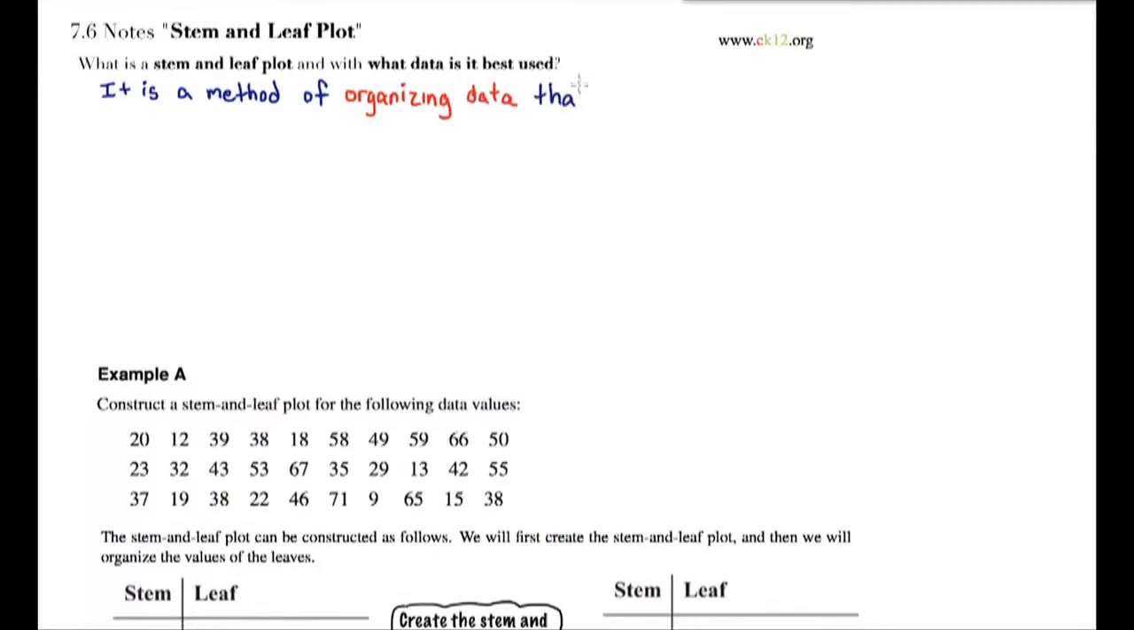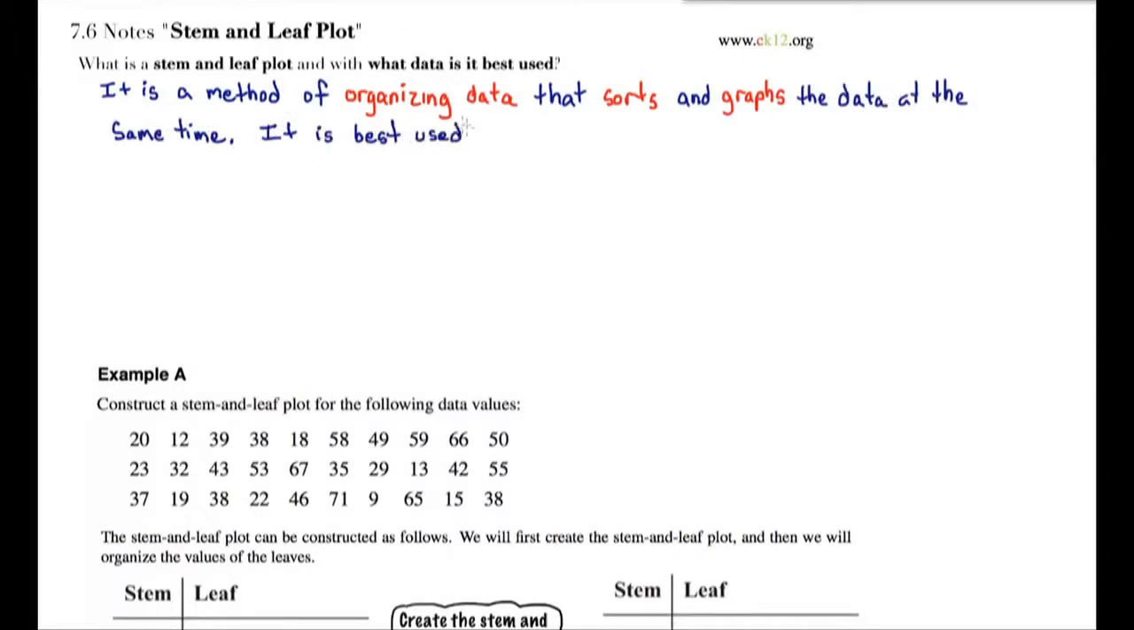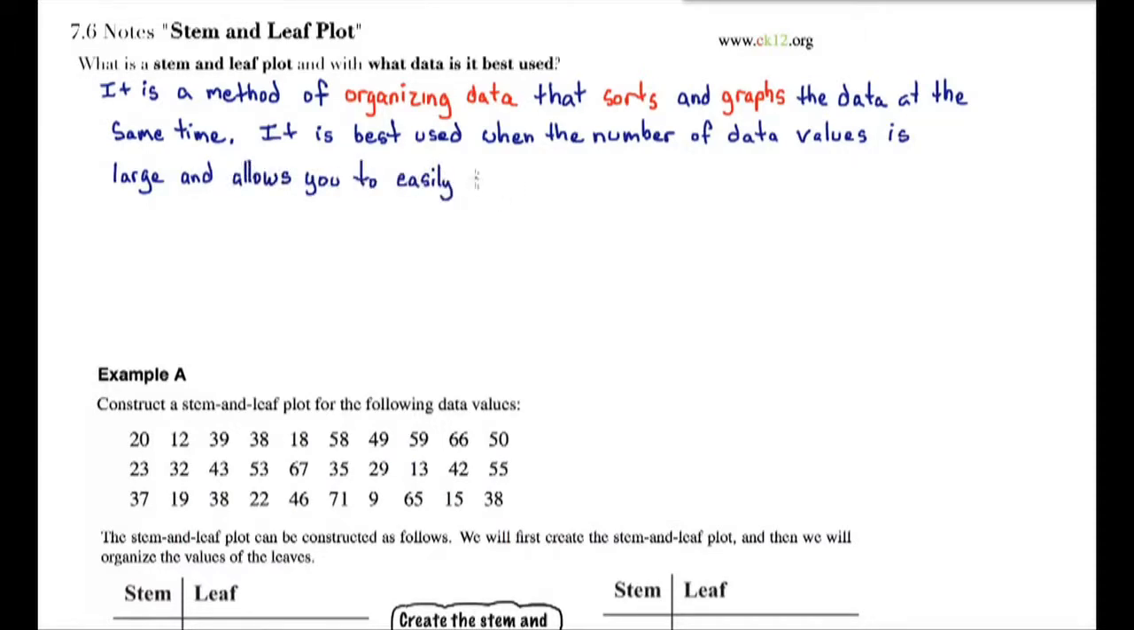So what is a stem and leaf plot and what data is best used with this kind of plot? It is a method of organizing data that sorts and graphs the data at the same time. It's best used when the number of data values is large and allows you to easily calculate the mode and the median of a data set.